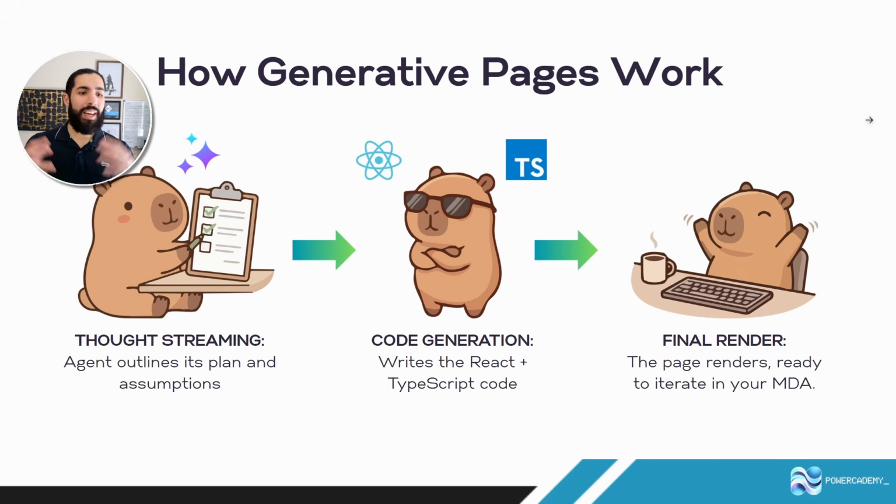So generative pages have 3 phases of working. Firstly, thought streaming or prompting. You prompt the agent with what you want it to do and what you want it to generate, and then it will give you a plan and verify any assumptions it's made. Then it will actually generate the code, so it will write the React and TypeScript code for you. And then it will finally render it, and it's going to be ready within your model-driven app to iterate on and customize. And I'll show you a live version of that working.